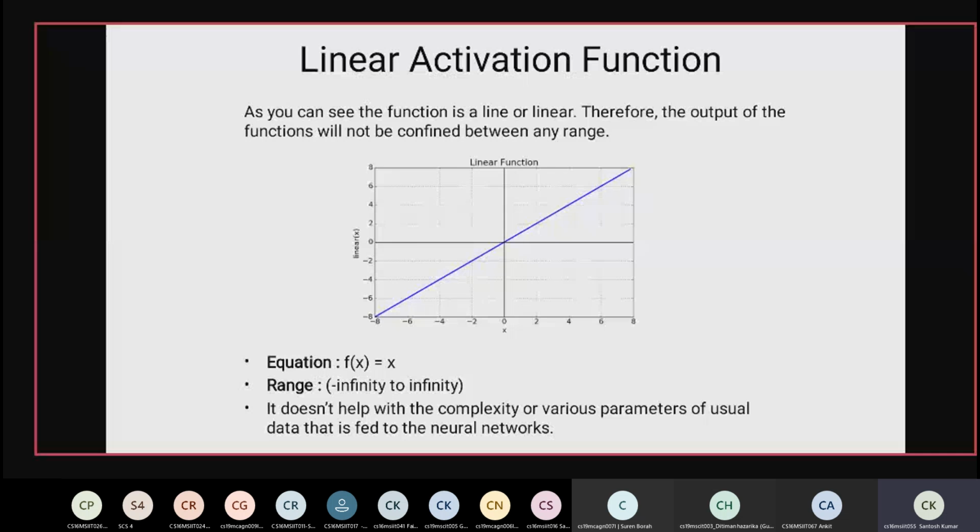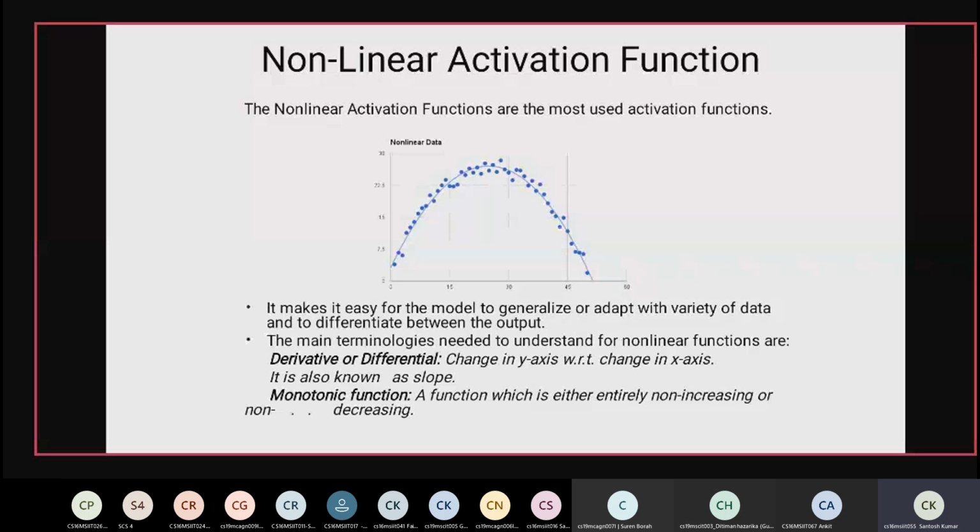And non-linear activation functions are the most commonly used activation functions. You can see that the graph here is actually a curve like a slope, not a straight line. That is why it is called a non-linear activation function. It makes it easy for the model to generate or adapt to a variety of data and to differentiate between the outputs.